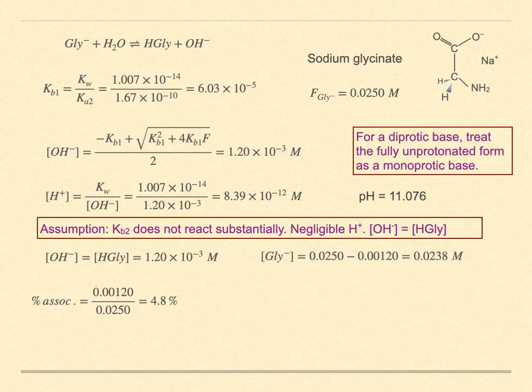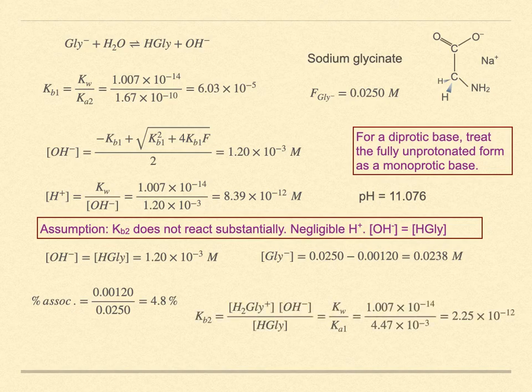And finally, what about the H2Gly+ that is produced in what we anticipate will be a very small quantity? First, find Kb2 from Ka1 and then recognize, as before, that since OH- equals H-Gly, then H2Gly+ must equal Kb2, which equals 2.25 times 10 to the minus 12 molar.